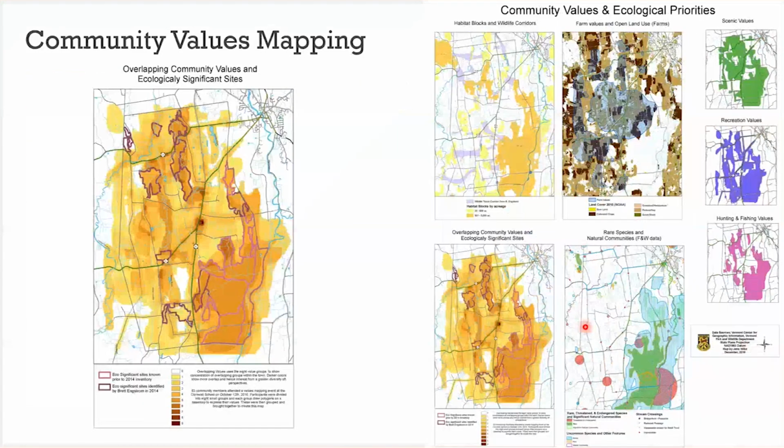So with this value mapping activity, the Cornwall Conservation Commission was able to overlap these community value maps with their ecological priorities. This is an inventory done by Brett Engstrom in 2014 showing ecologically significant sites. You can see how much overlap there is with Cornwall Swamp and some of these other areas across town that are ecologically important. You can also see a couple places that are ecologically important that don't show up as particularly important community values.